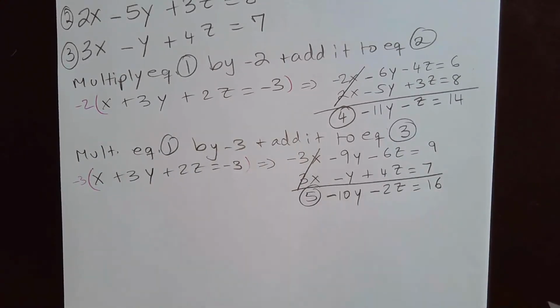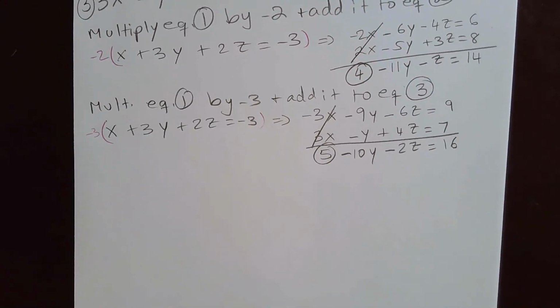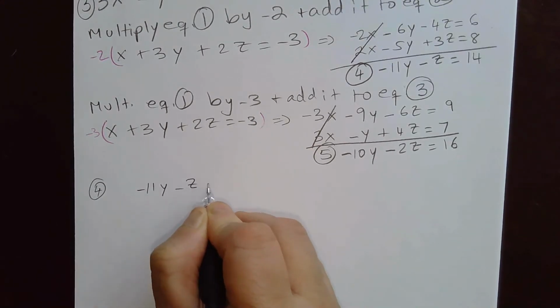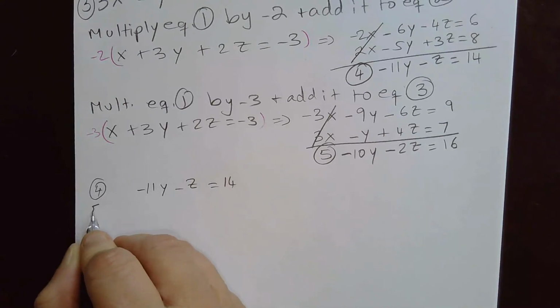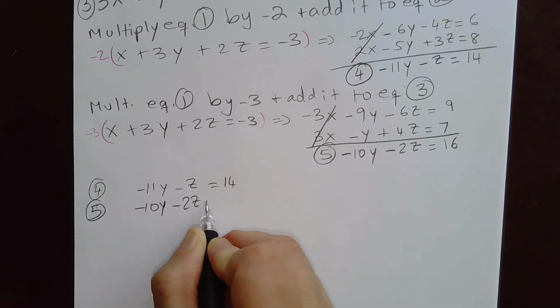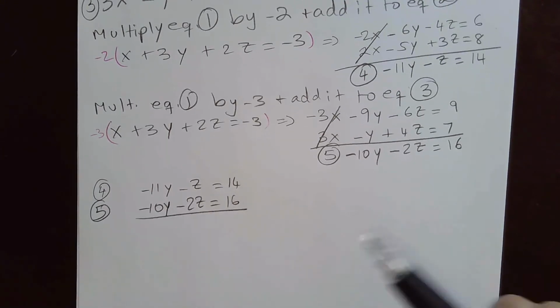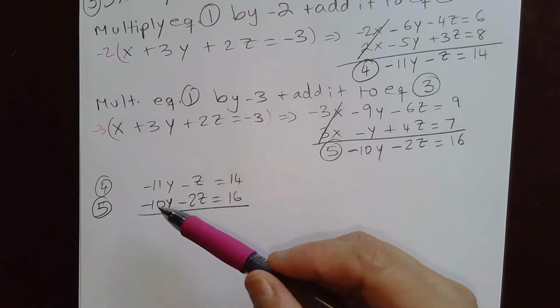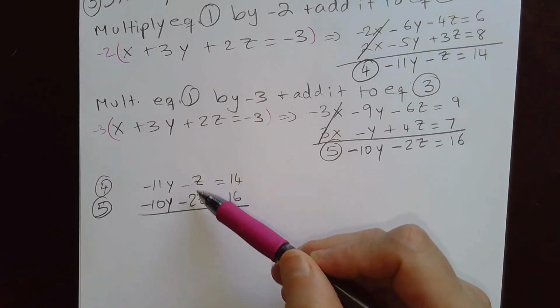If you take a look at equation 4 and 5, what do we have? Well, equation 4 is -11y minus z equal to 14, and equation 5 is -10y minus 2z equal to 16. We have a system of two linear equations. That's something that you've done before. You can solve by graphing, substitution method, or elimination method. I'm going to use elimination method. Take a look. The easiest one to look at is here. We try to eliminate z.